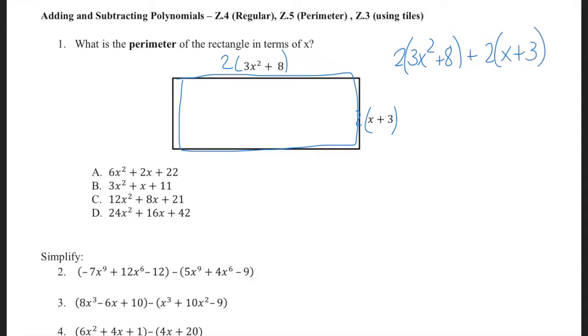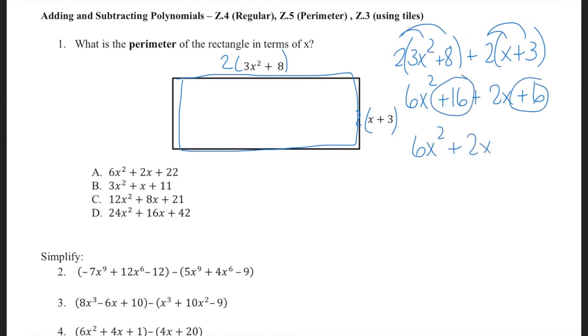And now I'm just basically simplifying. Distributive property, 6x squared plus 16 plus 2x plus 6. I have 1x squared. I have 1x, but I have 2 constants. So that was going to become 22. And that is answer A.